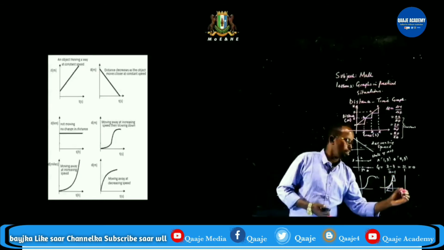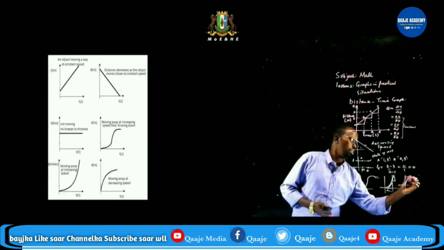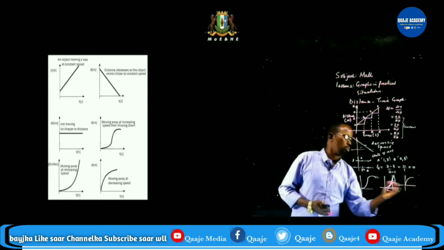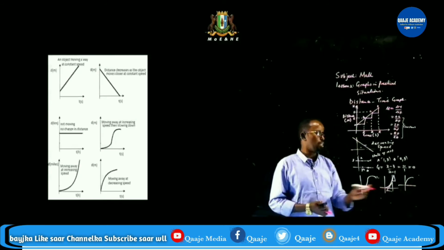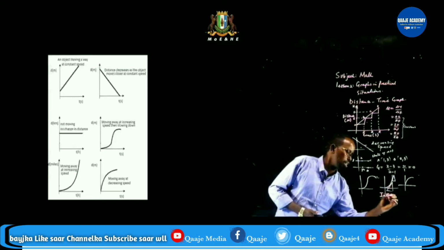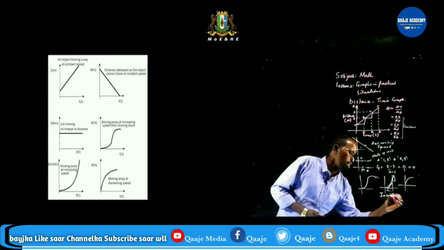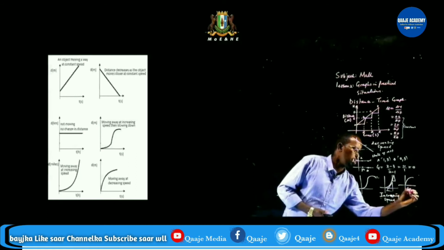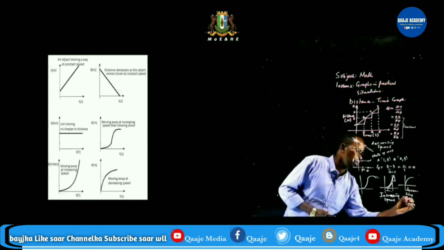The last one, increasing. This one is decreasing speed. This one is also increasing speed. This one is increasing speed. Increasing speed, and this one is decreasing speed.